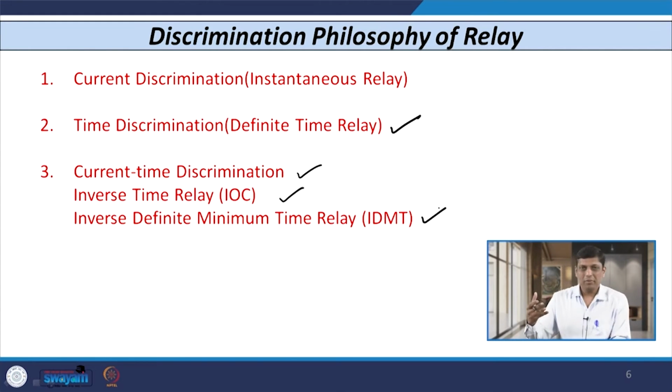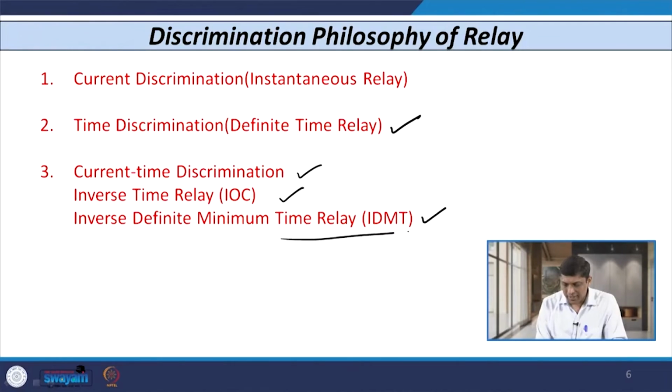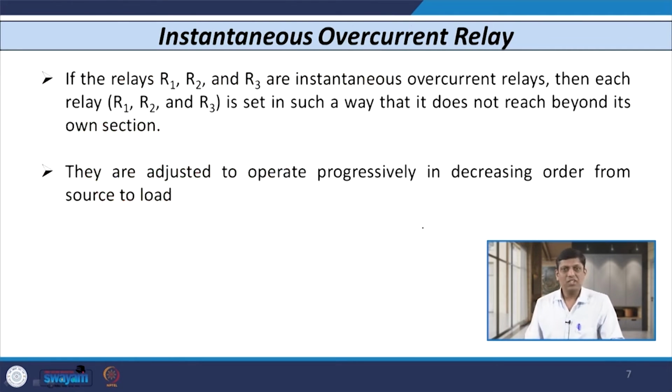Now, in distribution networks, most of the utilities use only the IDMT overcurrent relay. So, for all our cases, when we solve examples, we will consider all the relays to be IDMT overcurrent relays. Now, let us consider each and every philosophy one by one.